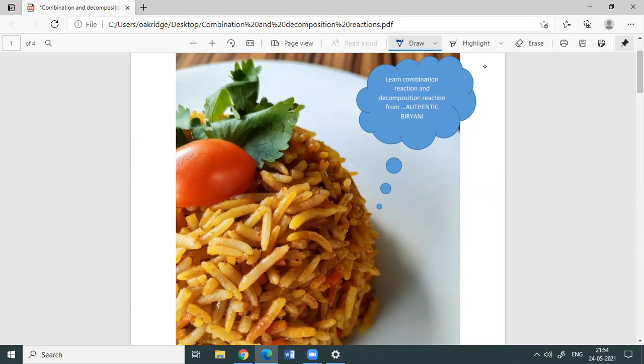Is there anyone who doesn't like biryani here? I hope everyone likes it. Everyone loves it, I can say. So we will quickly take the help of biryani and we will start our topic.